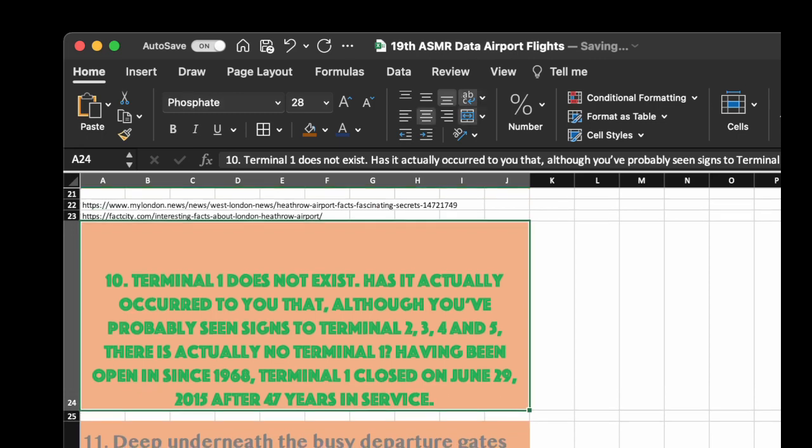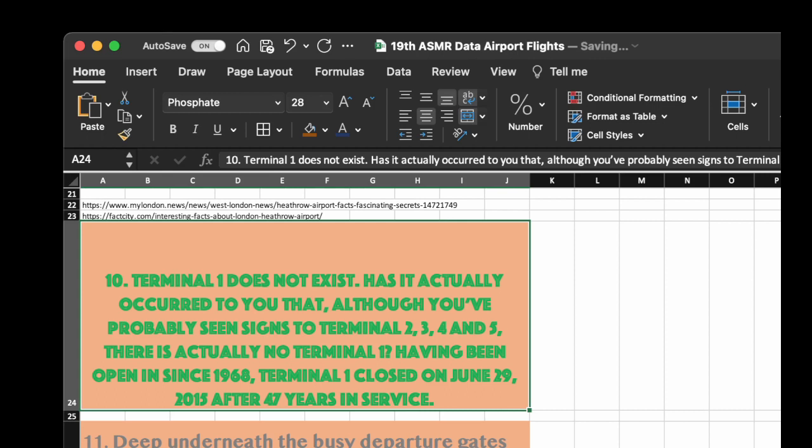Okay, now we're gonna go over to Europe. Go to London Heathrow specifically. Fun fact number 10. Terminal 1 does not exist. It has signs for just Terminal 2, 3, 4, and 5. There's actually no Terminal 1. And this is due to the fact that Terminal 1 closed on June 29, 2015 after 47 years in service.